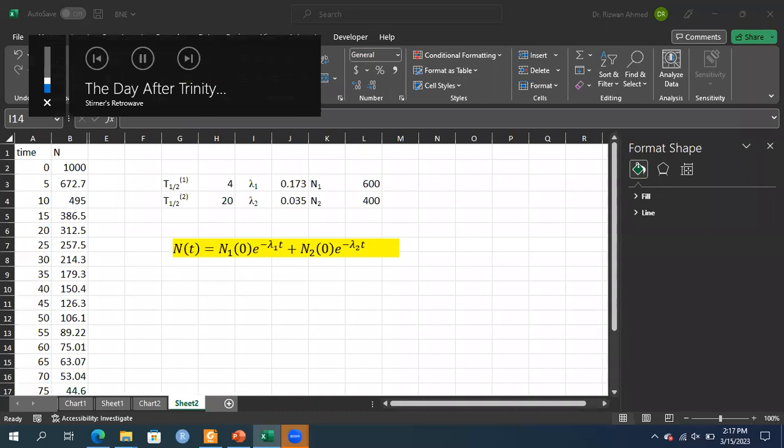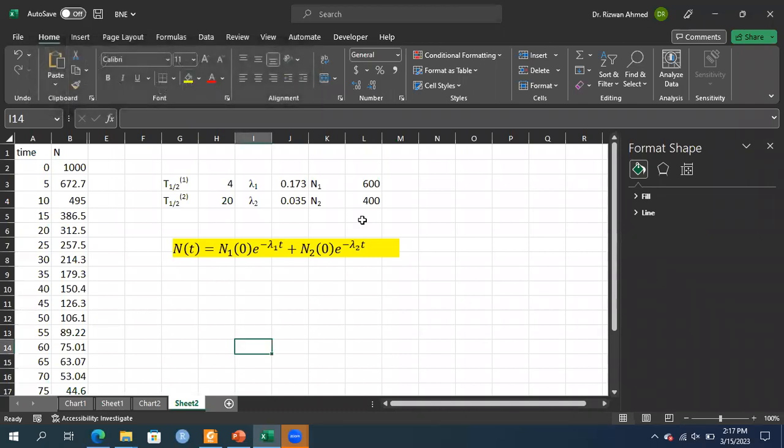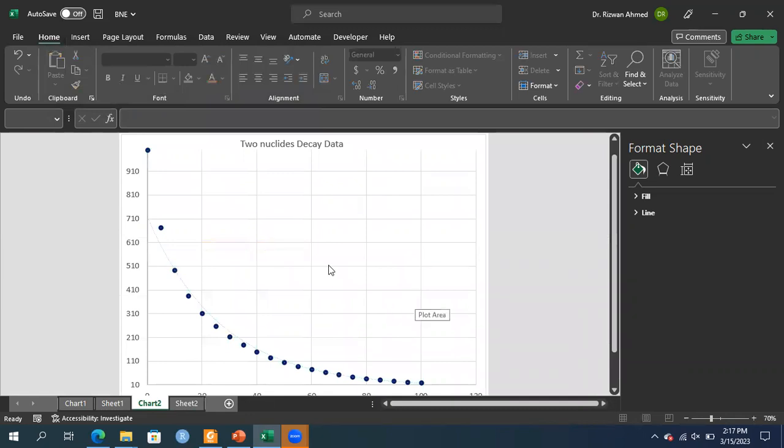I have a problem similar to counting a mixture of nuclides. I have considered N1 to be 600, which means it's 60%, and N2 is 40%, and the second nuclide is long-lived. The total data N of T is similar to the counts taken from a detector. We plot this data and find a curve which seems to be exponential, but we have to explore it further. So we plot this data on semi-log paper.